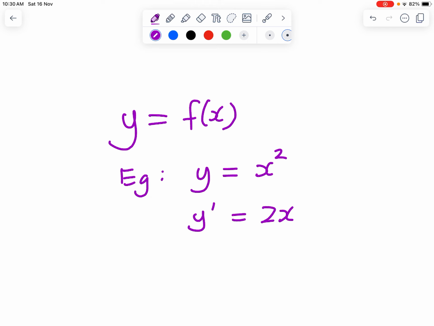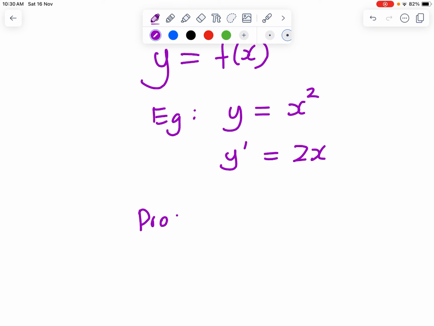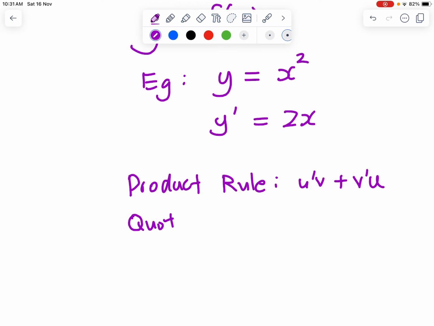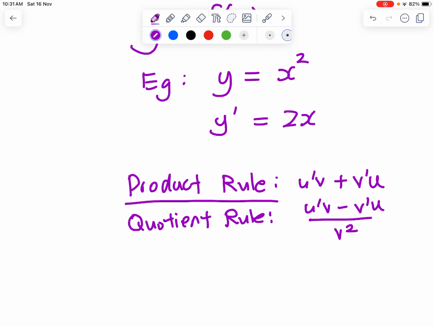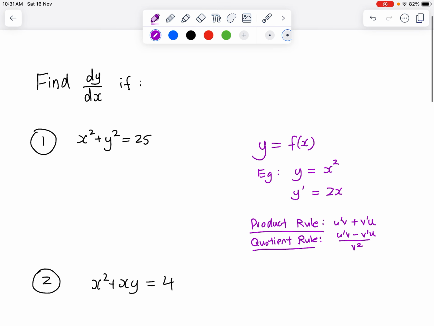And then we also learned product rule and quotient rule. So remember that product rule is u prime times v plus v prime times u. And quotient rule was u prime v minus v prime u, divided by v squared. These are really helpful because throughout the course of finding derivatives, these rules are important because they come up often and are used many times.